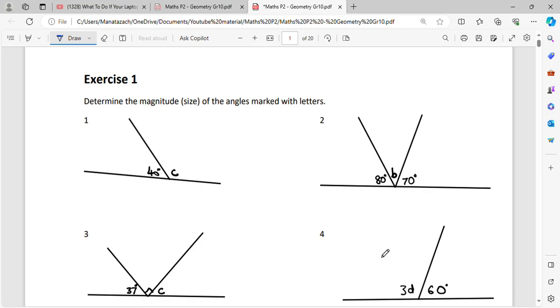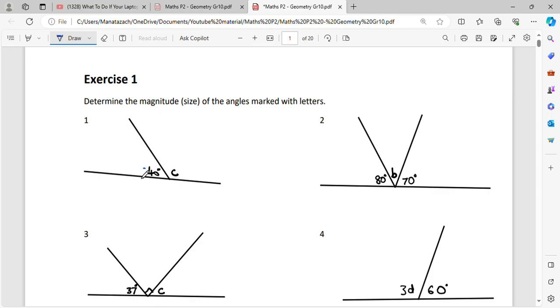Today we'll be doing grade 8 mathematics paper 2, the geometry of straight lines. So let's start with today's lesson. Determine the magnitude, size of the angles marked with letters. Okay, let's start with question 1.